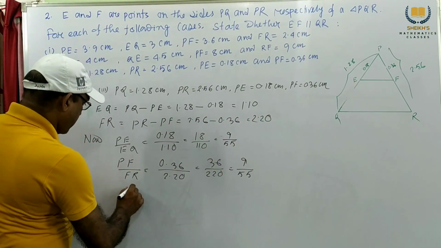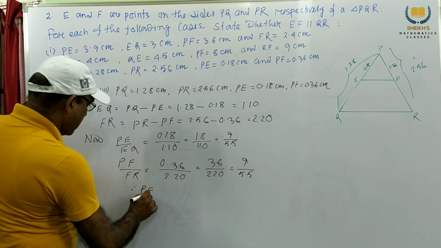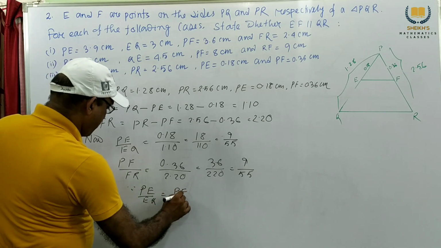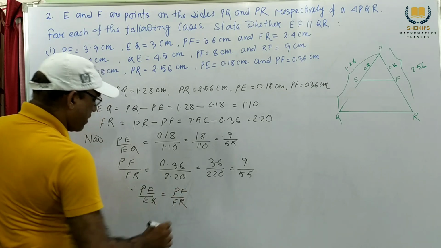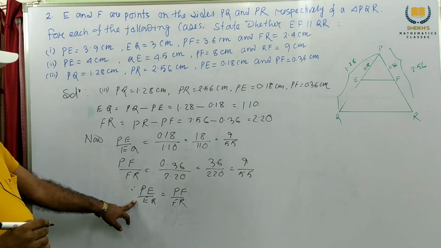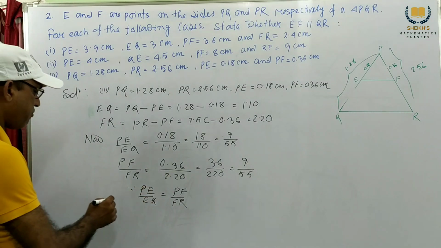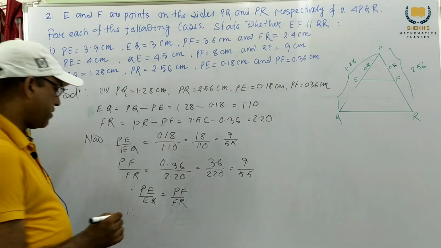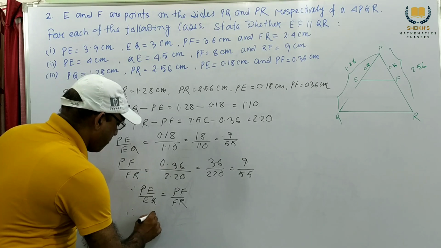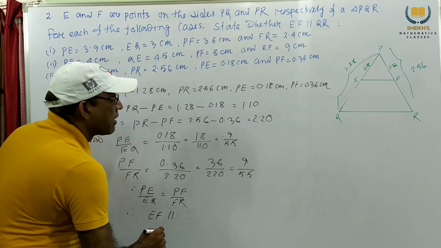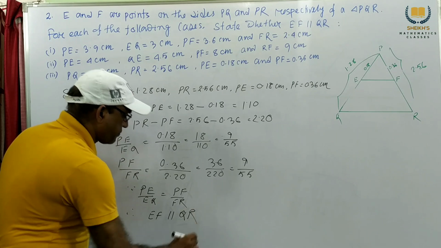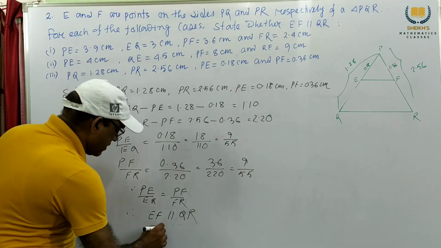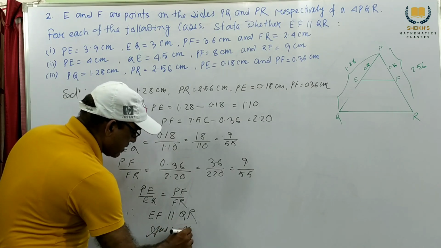So this by this is equal to this by this. Since PE by EQ equals PF by FR, therefore these two are parallel by the converse of the basic proportionality theorem. Therefore, EF is parallel to QR, and the answer is yes.